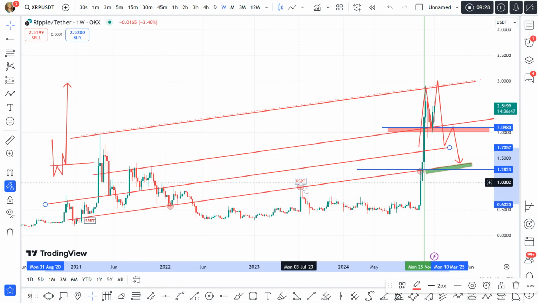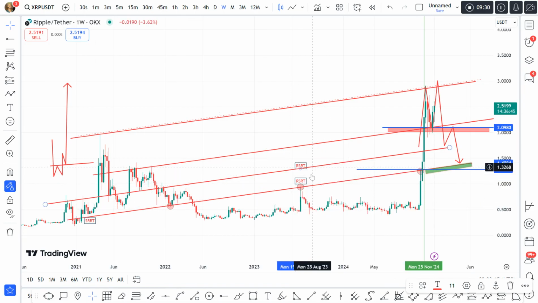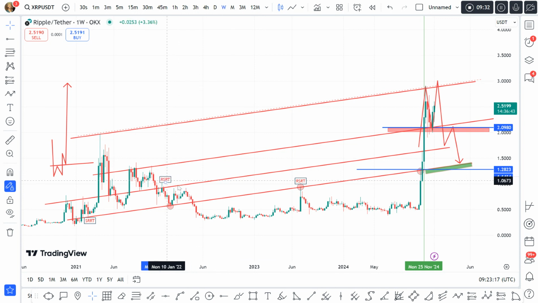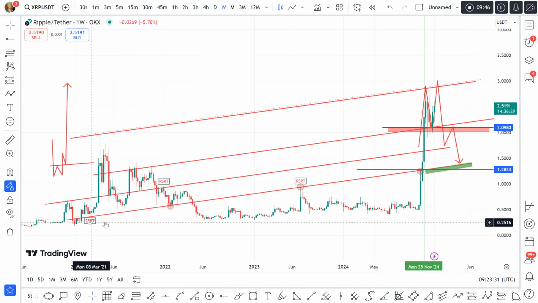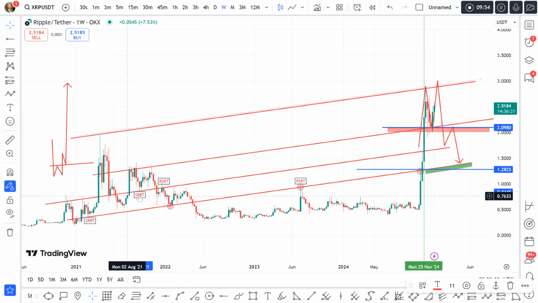We have here, after a break of structure, ROS, ROT, resistance becomes support on break of structure, and also a weakest candle to a broken demand floor. This is a demand floor. We have here an SRRT, support becomes resistance on break of structure, and a weakest candle to a breakout of the supply roof.